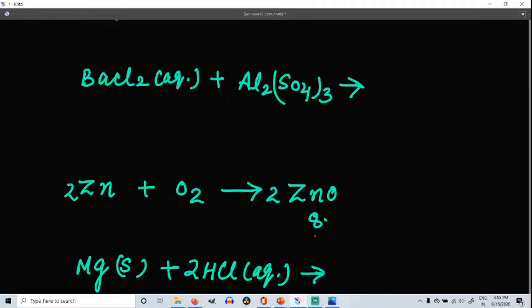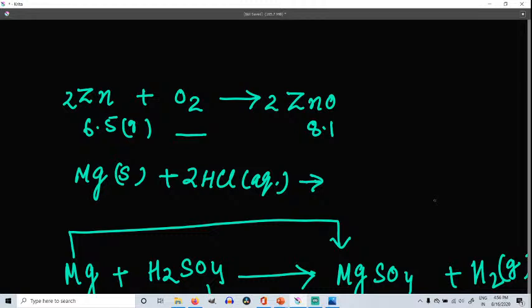Let me check. So 8.1 gram zinc oxide was formed, and initially 6.5 gram of zinc was taken. So they are asking what will be the mass of oxygen which is going to be added here. So what is the total mass of the product? That is 8.1 gram, and the total mass of zinc was 6.5. So how can we get it? Obviously, once again, 6.5 plus x is equal to 8.1. So x is equal to 8.1 minus 6.5.